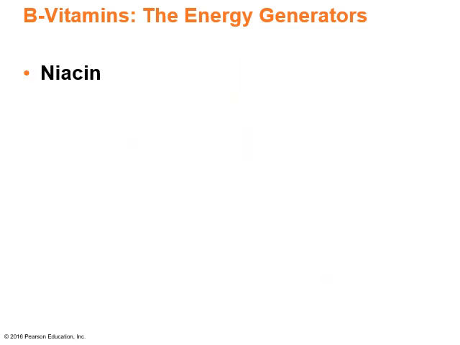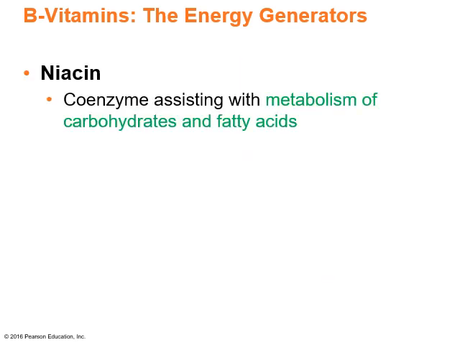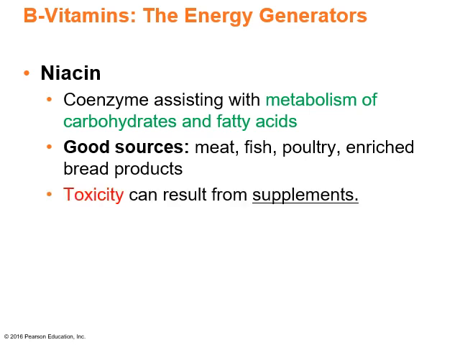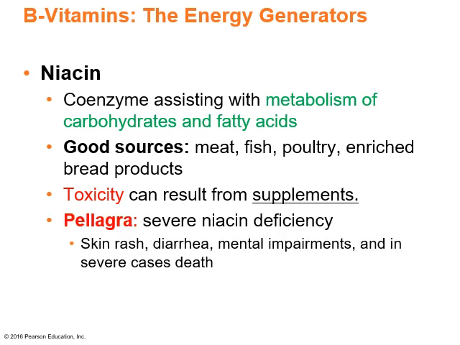Niacin, another B vitamin. Coenzyme assisting with metabolism of carbs and fats. Good sources here: meat, fish, poultry, enriched bread products. Toxicity of this can result from supplements, so you can't overdo it on the supplement side of things. Pellagra is a severe niacin deficiency. So it can lead to skin rash, diarrhea, mental impairments, and in very severe cases, death is also possible.